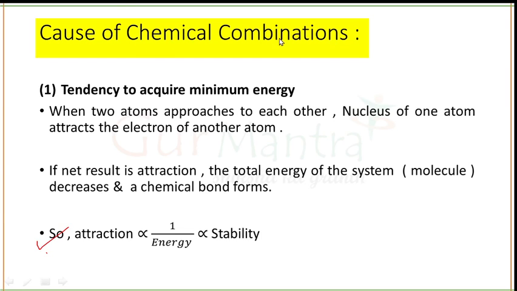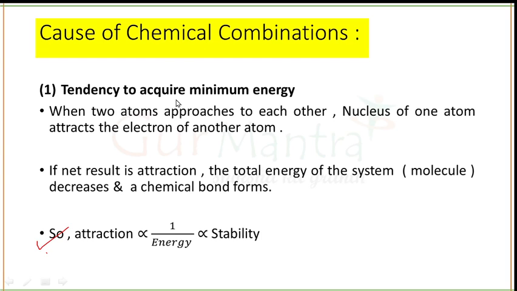Next is the cause of chemical combination. We have seen what is chemical bond, but why is this chemical bond forming between the atoms? So the number 1 cause is tendency to acquire minimum energy. As you know, if the molecule has least energy, only then the stability of that particular molecule will increase.